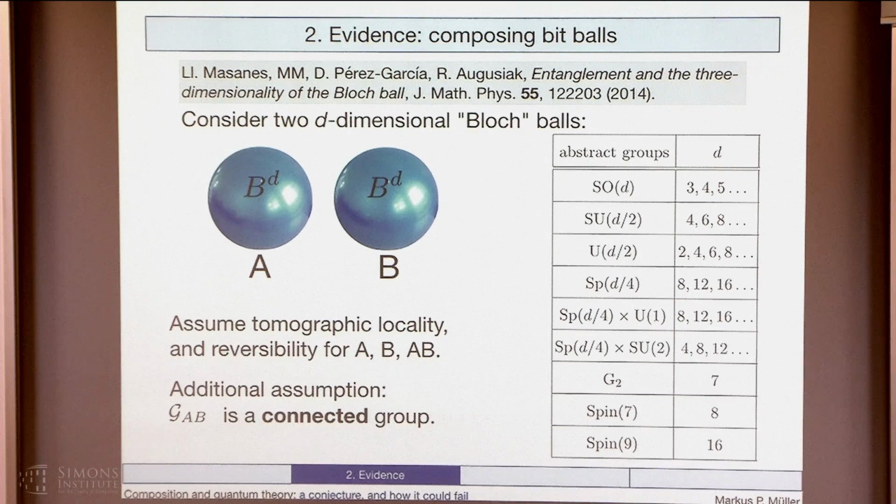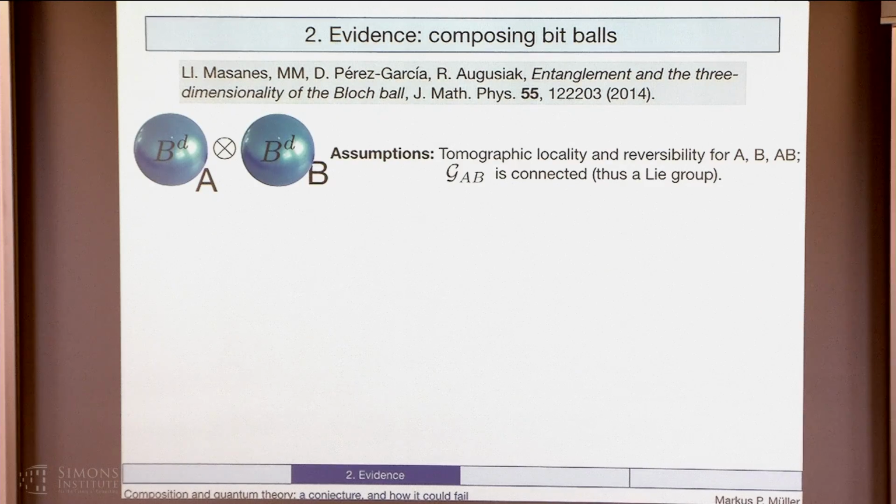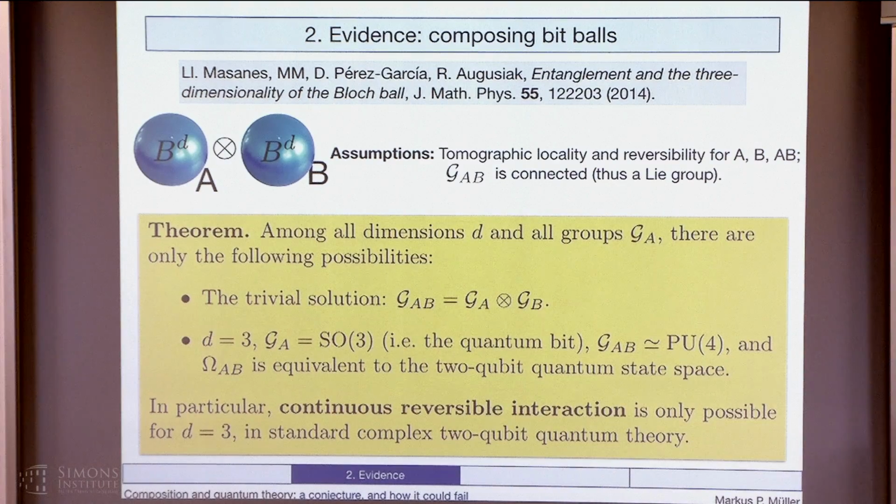And you can make one additional assumption that we had to make here, namely, that whatever you can do on AB, every transformation on AB, this group is actually a connected group, which is physically reasonable. You think you can do nothing, and you can do a little bit more than nothing, and so on. So that would be a Lie group, a connected group. And if you make these assumptions that I've listed here, then you can just prove the following theorem.